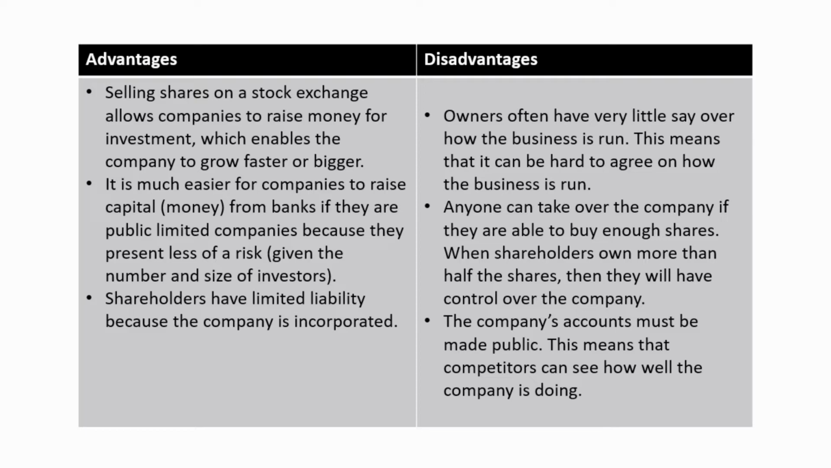Disadvantages. Owners often have very little say over how the business is run. This means that it can be hard to agree on how the business is run. Anyone can take over the company if they are able to buy enough shares. When shareholders own more than half the shares, then they will have control over the company. The company's accounts must be made public. This means that competitors can see how well the company is doing.